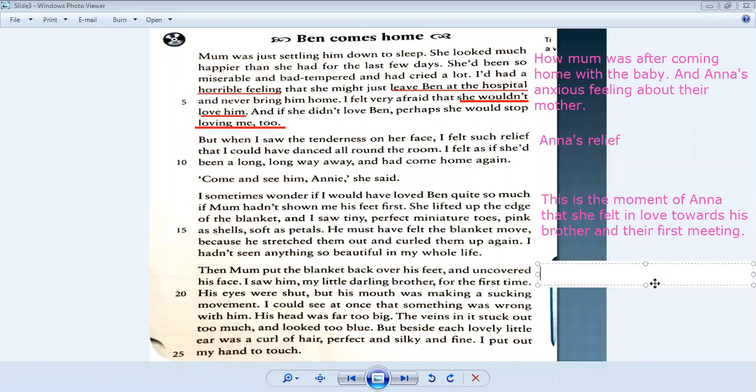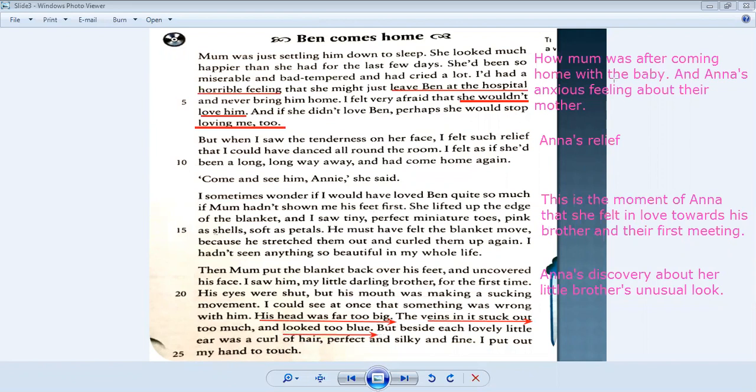So again, here, Anna's discovery about her little brother's unusual look. So this unusual look, how did it appear? Here, his head was far too big. The veins in it stuck out. And also, he looked too blue, okay?